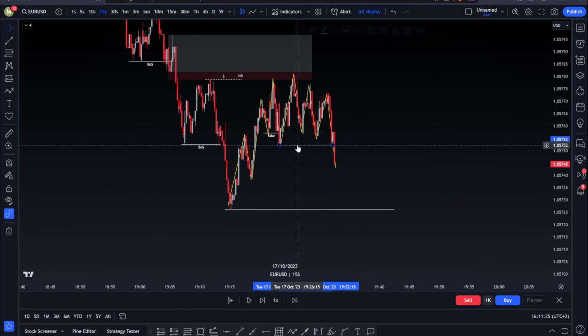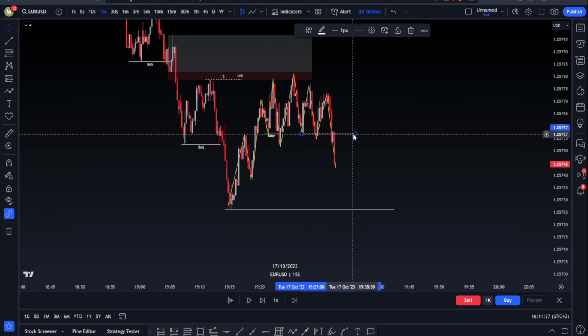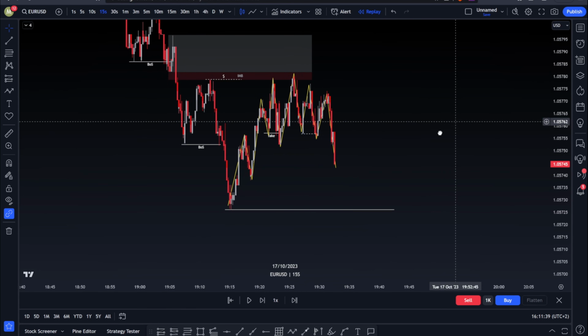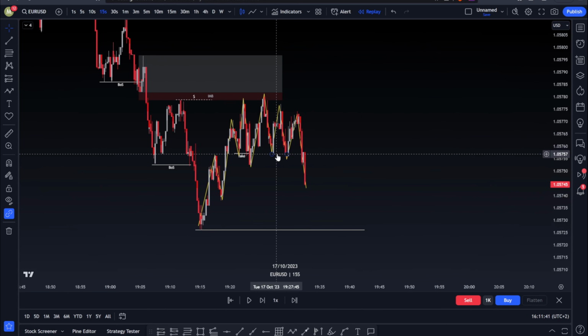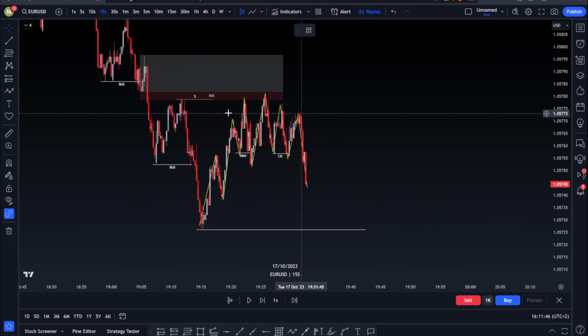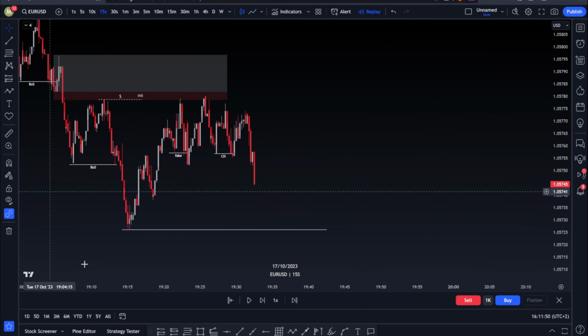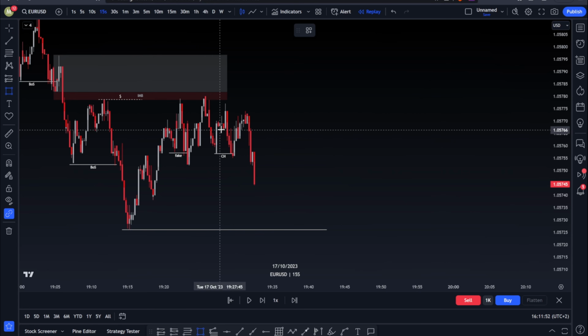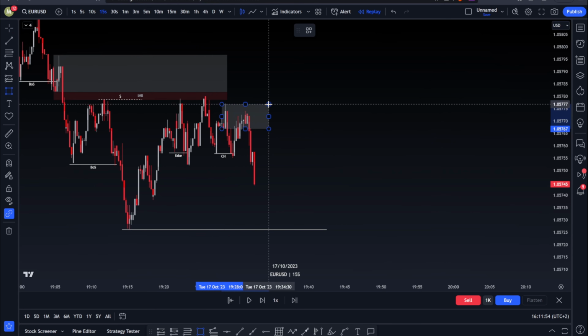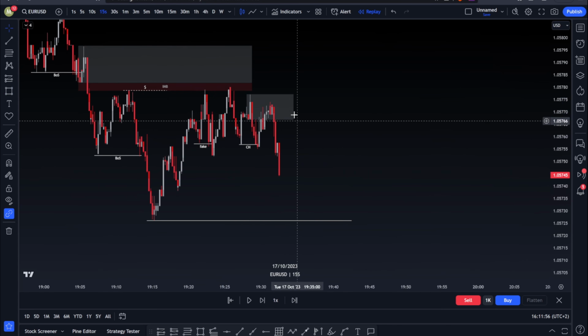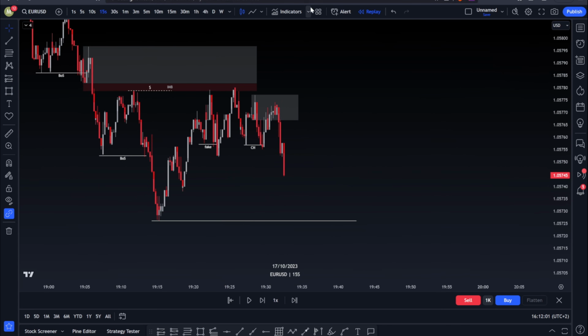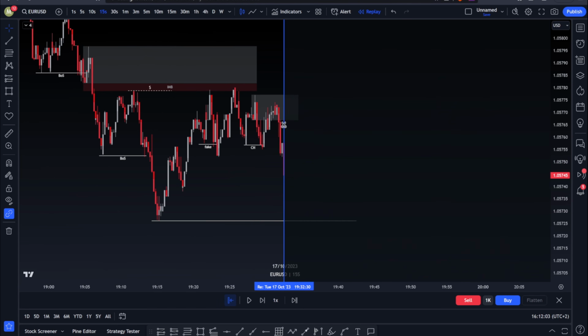So you could catch it in two ways. If you mark this out as your change of character, then you of course wait for a pullback. Where do we wait for? For this zone to get filled. As you know, it's also a premium zone. From there, I can replay to there.